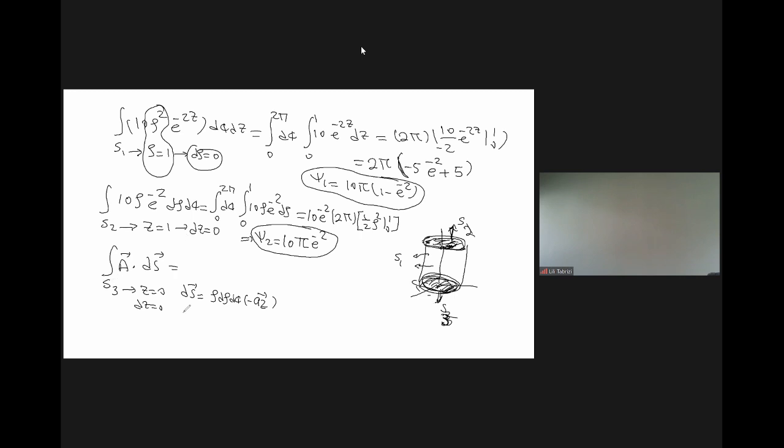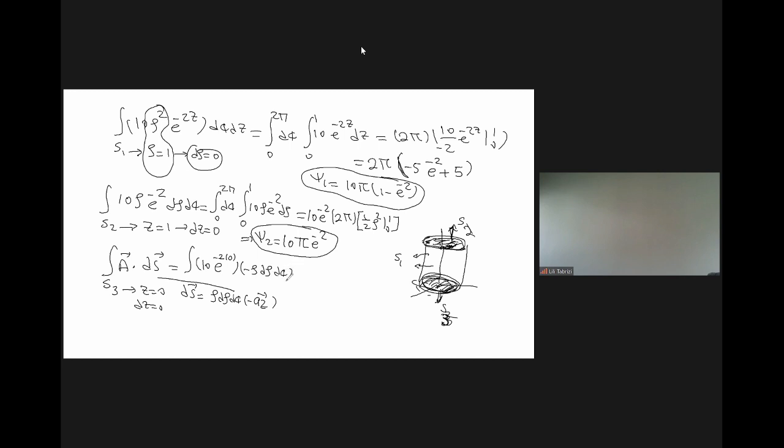When you multiply that A by this dS, you only get the z component of A. For the z component of A, you get 10 e to the minus 2 times z, and again z is equal to 0. This is always z component multiplied by z component, but your z component of dS has a minus sign here. It's minus rho d rho d phi.